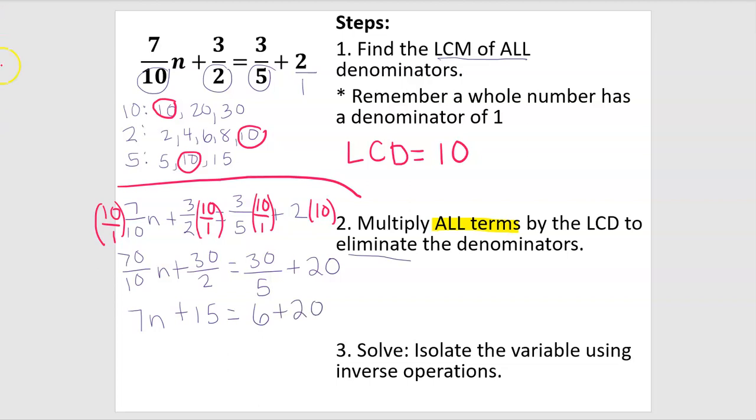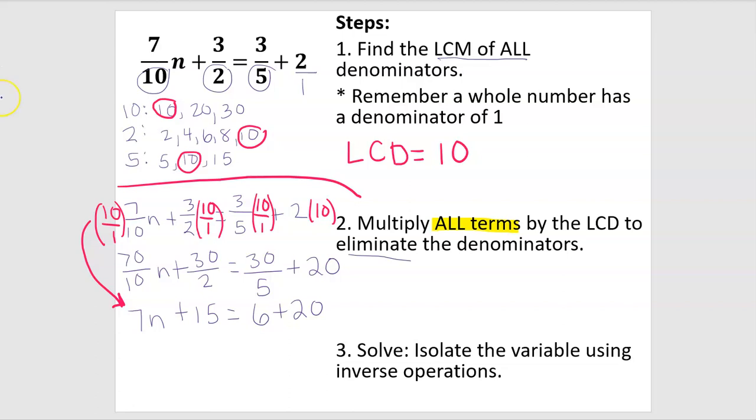Now, if you can go from this step straight to that step, you are absolutely welcome to do that, because you could probably do all of this in your head. If you need to write it out, please do that. That's okay too. I'm just showing you all the steps.